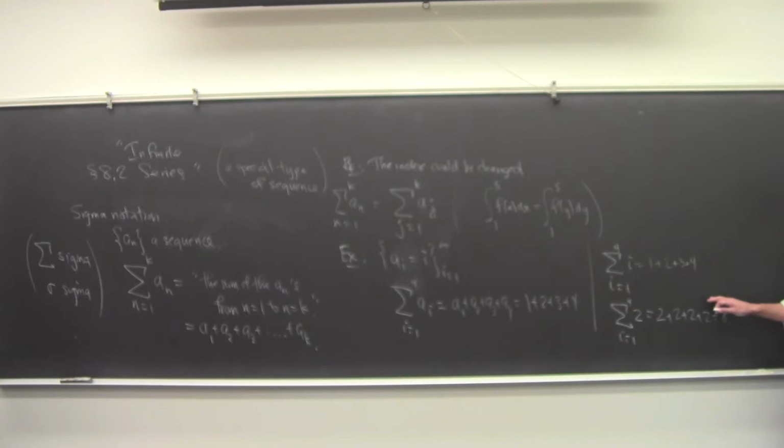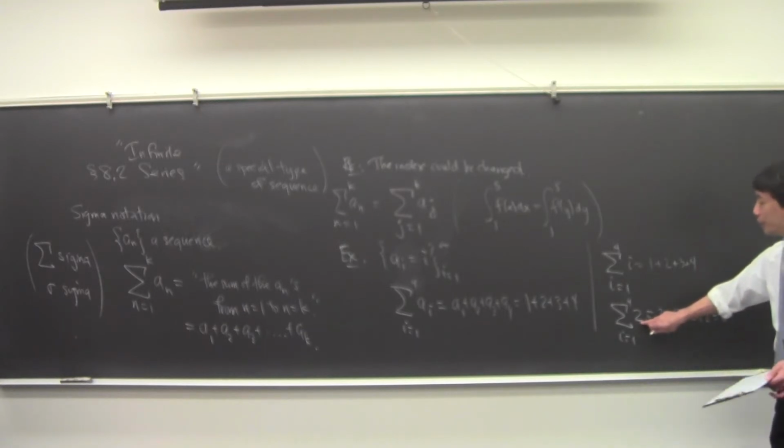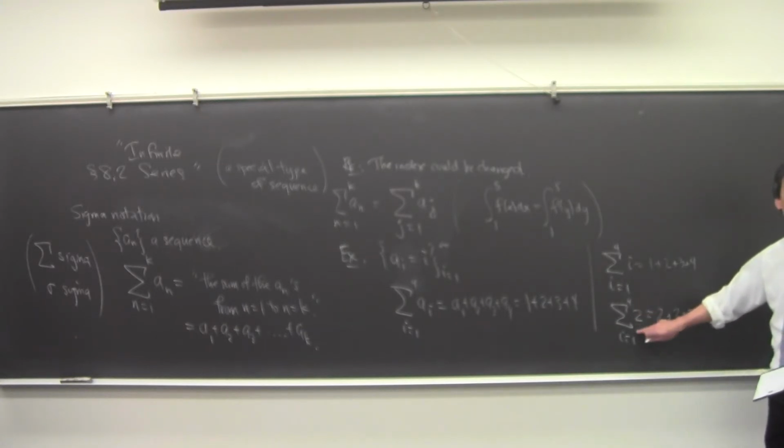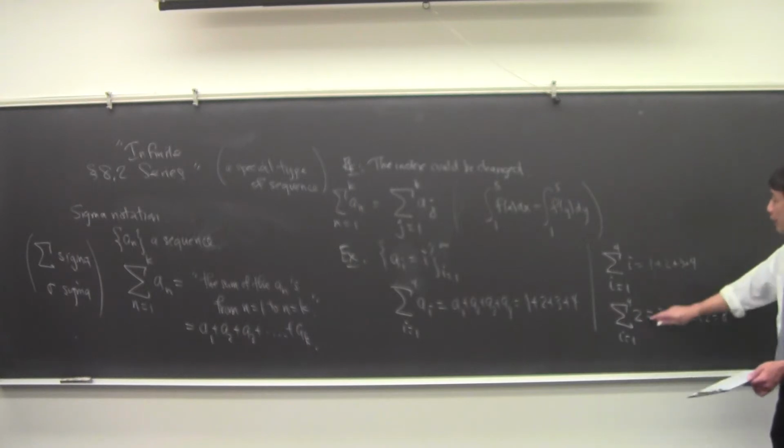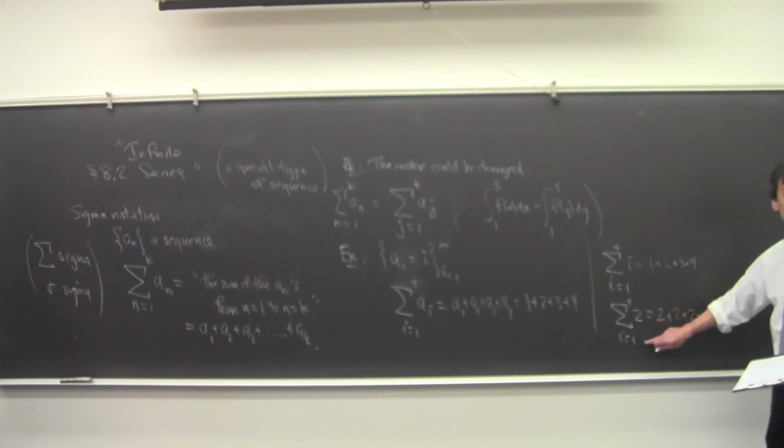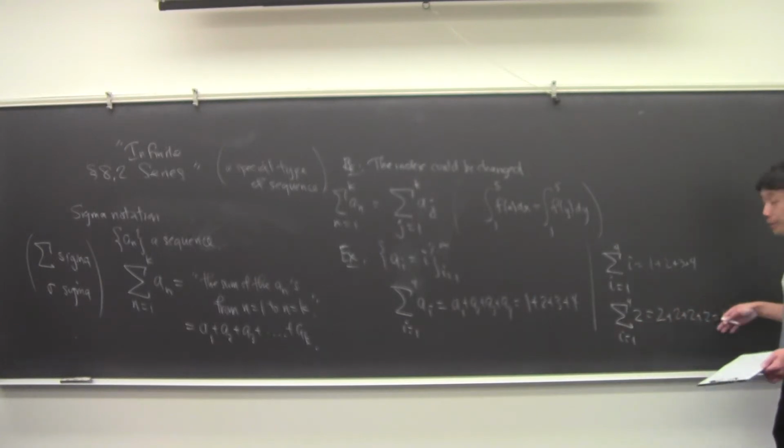Does that make sense? If I sum the number 2 as the index ranges from 1 to 4, at time 1, I add a 2. At time 2, I add a 2. At time 3, I add a 2. At time 4, I add a 2 also. So I get 4 2s.